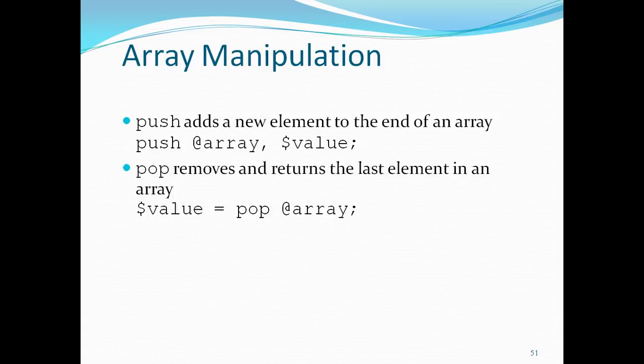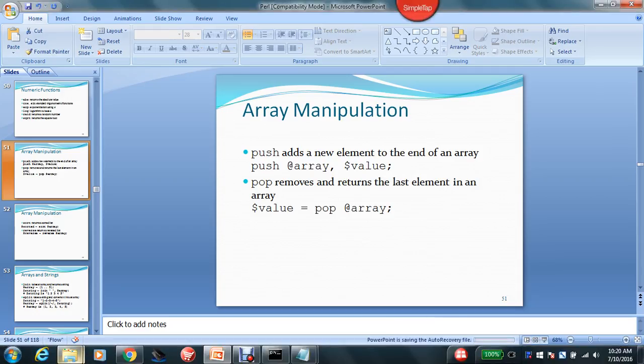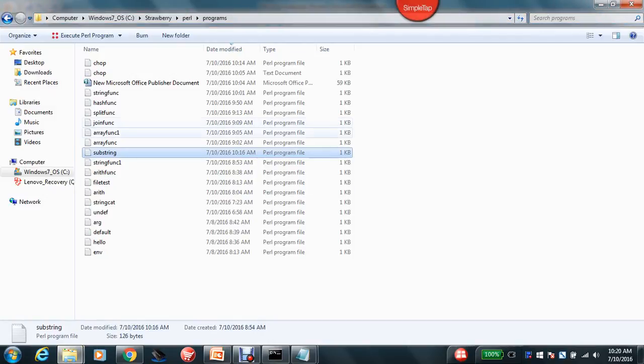In a similar way, pop removes and returns the last element in an array. So we can use the push function to add a new value into the existing array, and pop will delete, or remove, and return the last element in an array. Okay, now let's see some examples of this by going to the array function.